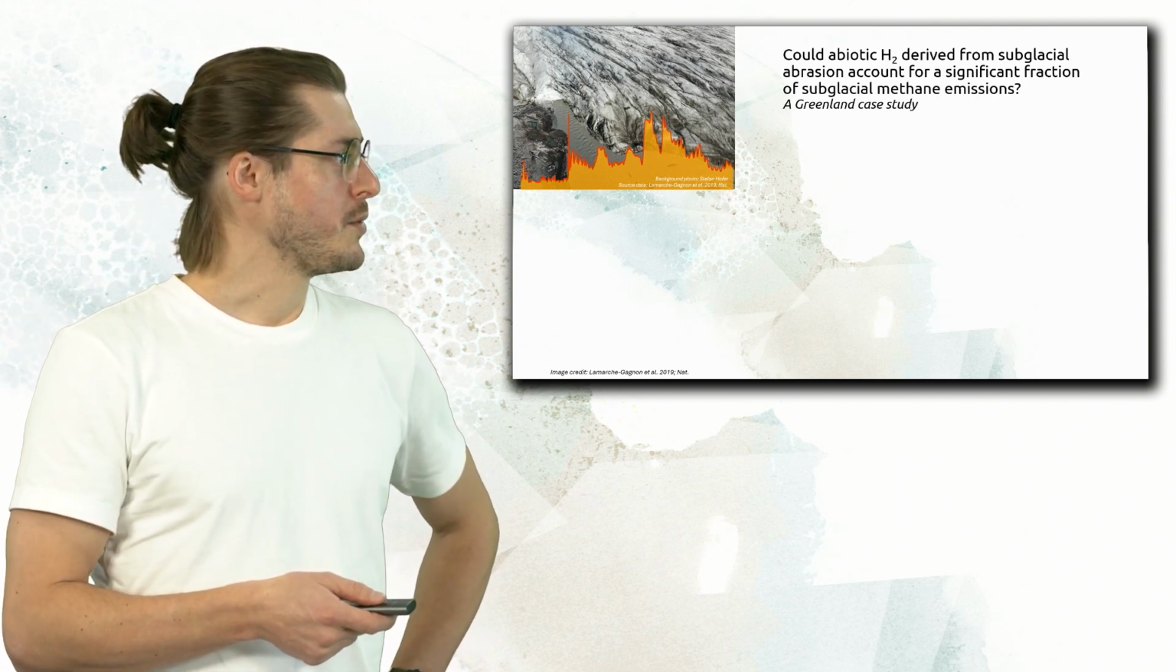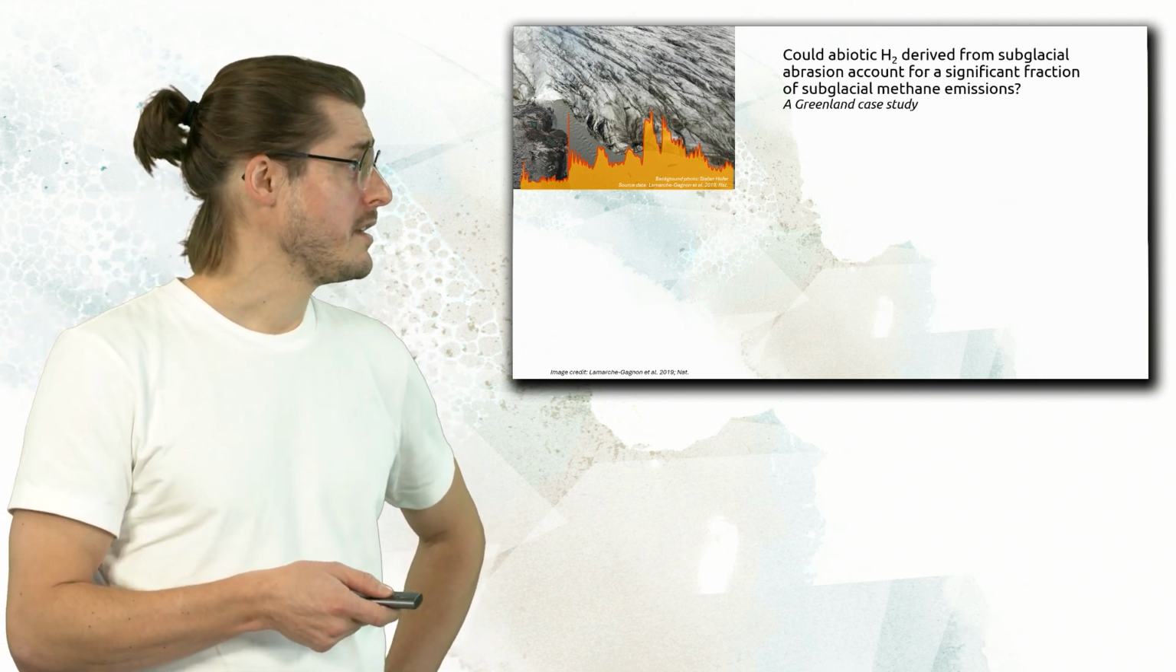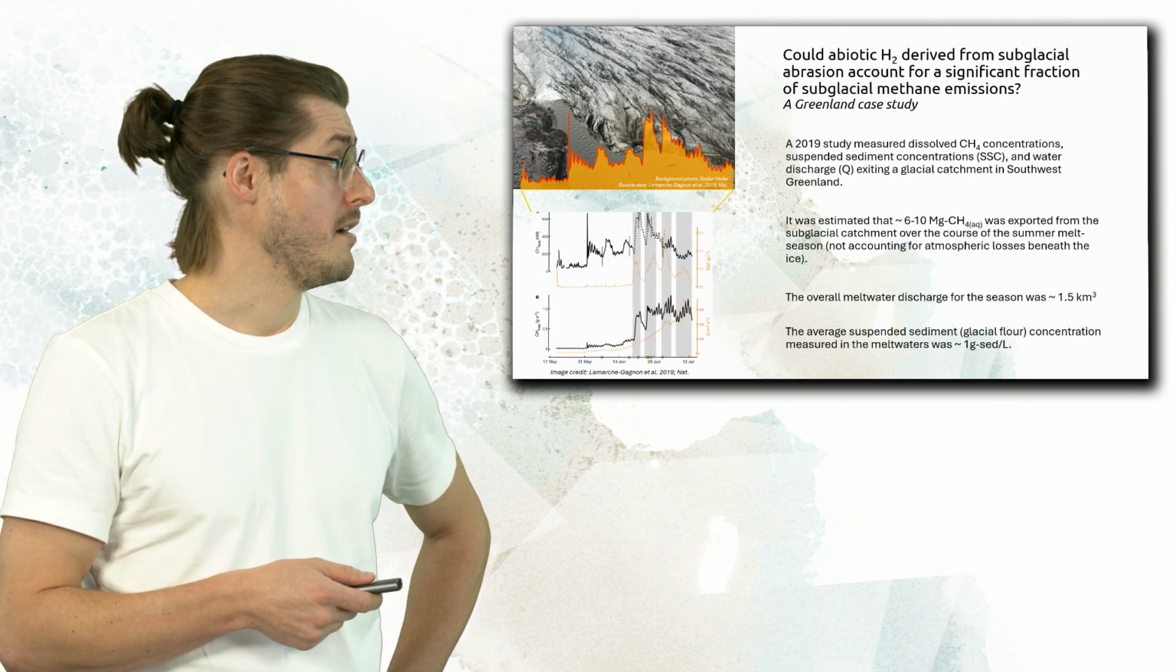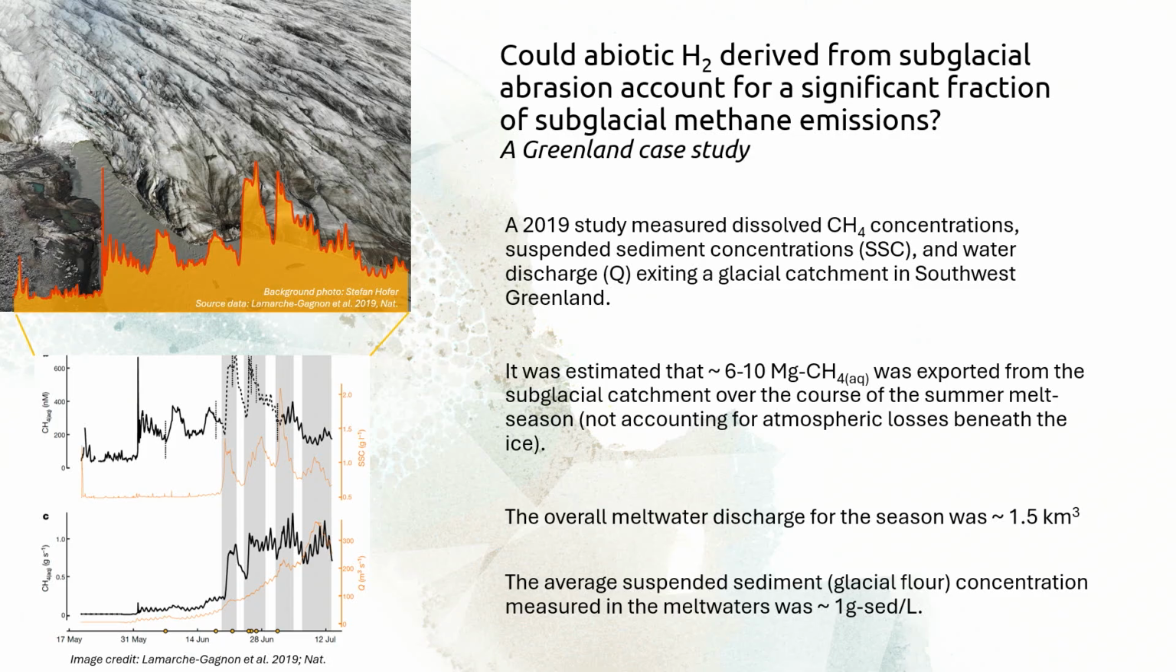So here we're going back to a study that was done in Greenland, looking at methane emissions from beneath the Greenland ice sheet. On the left, we can see a difference in methane concentration. The details of the figures are not that important, but in short, over a whole melt season, we could see variability in concentrations in the river exiting the glacier.